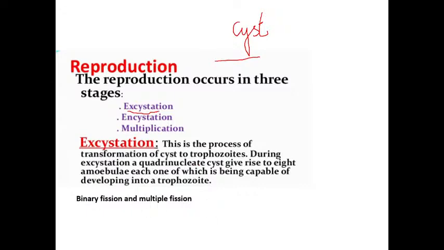During excystation, a quadrinucleate cyst gives rise to 8 amoebulae, each one of which is capable of developing into a trophozoite. The quadrinucleate cyst, this picture is also given in your textbook, gives rise to the 8 amoebulae stage, each of which is capable of developing into a trophozoite.